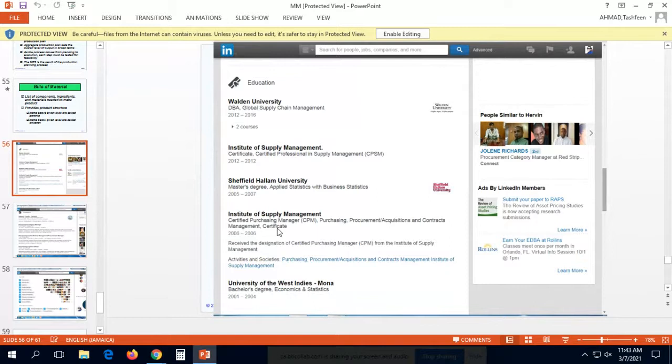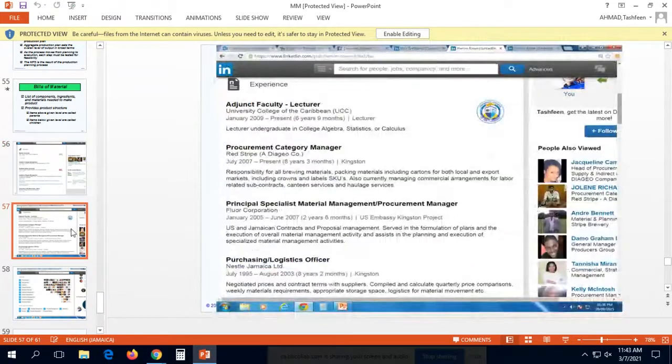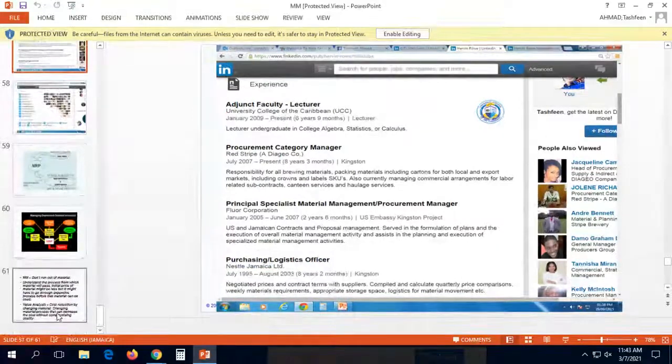Then the certification before doing a master's. So now you are doing a bachelor's. After that, you don't do a master's, you do some type of certification, a purchasing manager, internationally recognized certification. Then you do a master's in what? Applied statistics. Very interesting. And then again some certification in supply chain management. And then he did his doctorate in global supply chain management. Very interesting career path of the person. So think about these type of things.